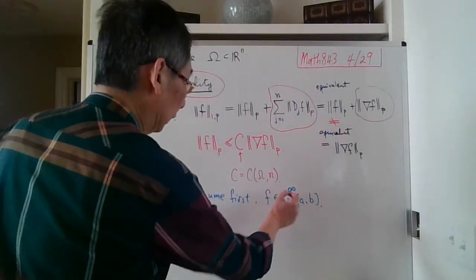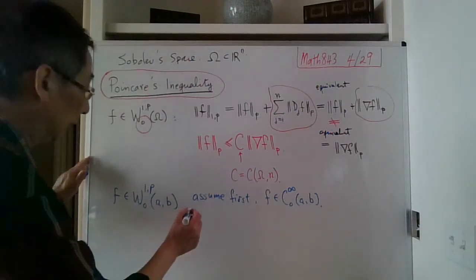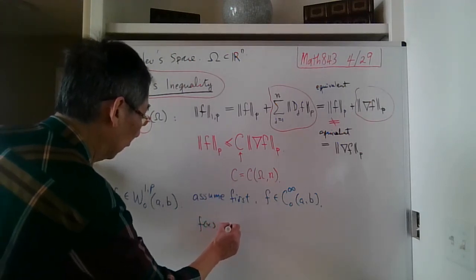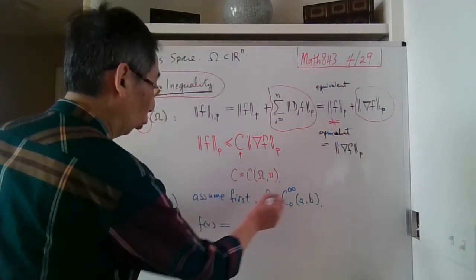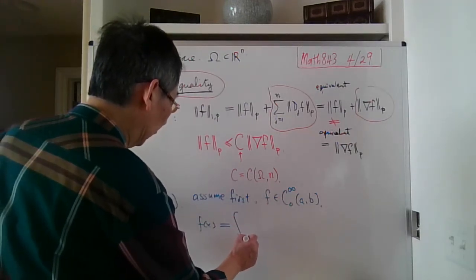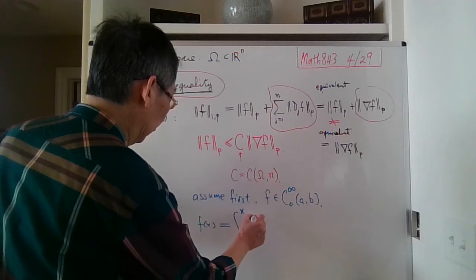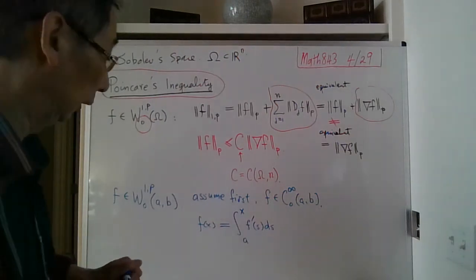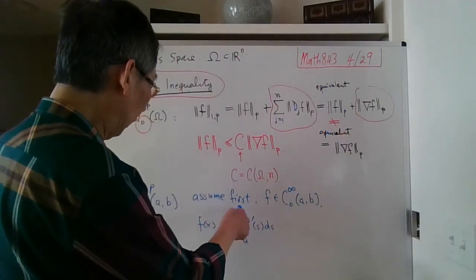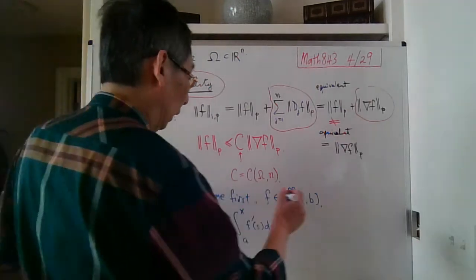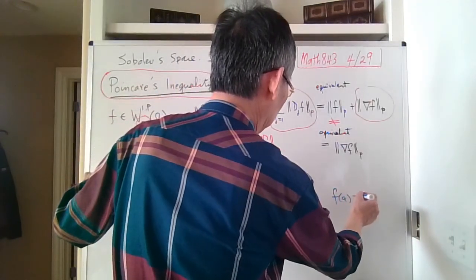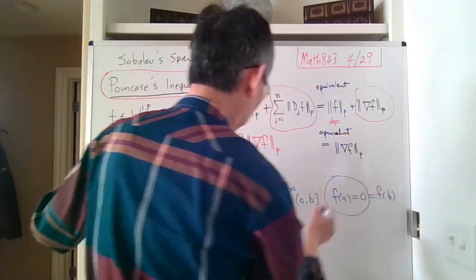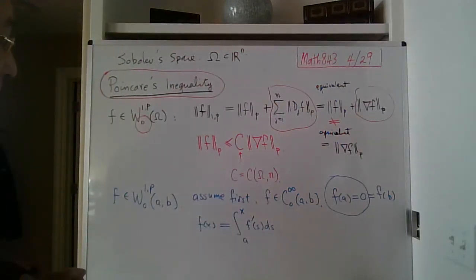Now if f is in C_0^∞, you can see that f(x) can be written using the fundamental theorem of calculus. It's a one-dimensional case, right? It can be written as the integral from a to x of f'(s) ds. That's the fundamental theorem of calculus. So if you integrate it, you get f(x) minus f(a). But I know that f(a) equals 0, and also f(b) is equal to 0. So using this, you can get these expressions. Okay, so that's our starting point.